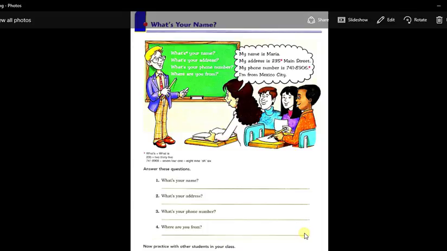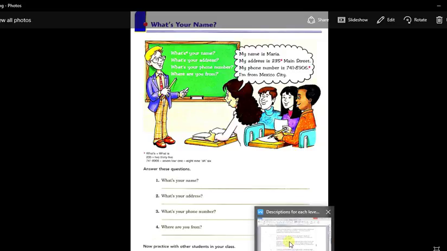Another example is, what's your address? My address is 235 Main Street. What's your phone number? My phone number is 7418906. So this is how level 2 students learn from their teacher. Next, we have level 3.